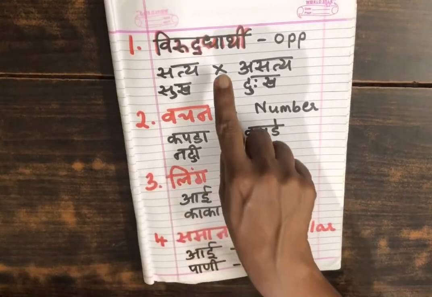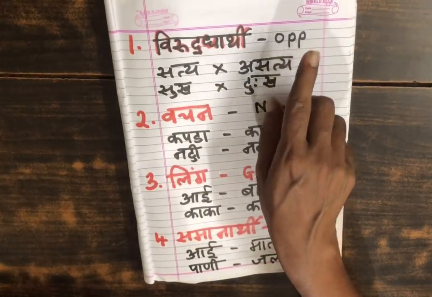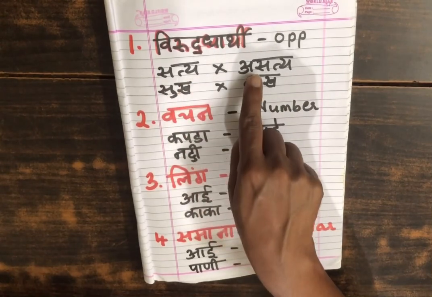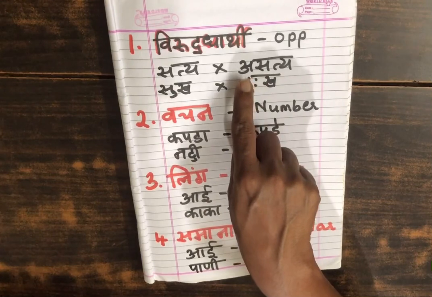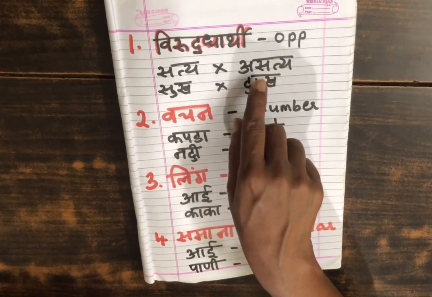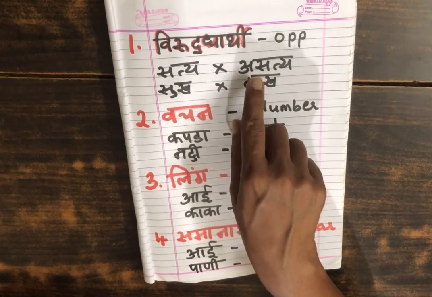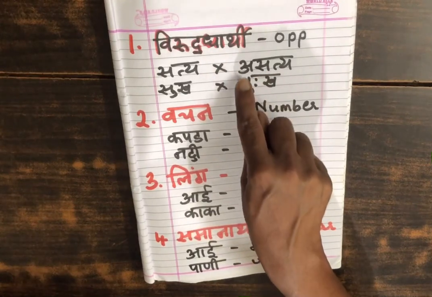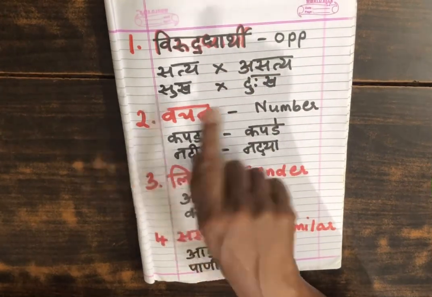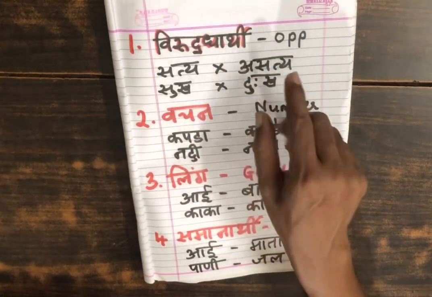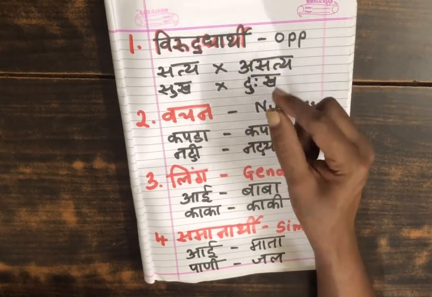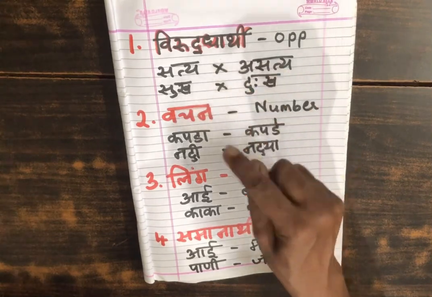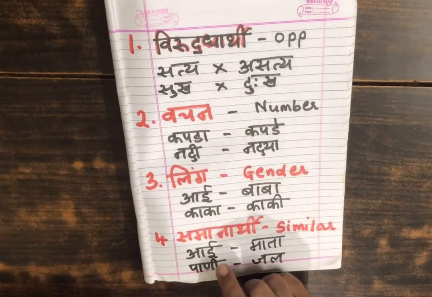The next question is Virudharthi Shabd, give opposite. Satya, Asatya. Now sometimes you get only some words that you have to just add a. Sambhav, Asambhav, Yogya, Ayogya, Shant, Ashant. Just add a and it becomes Virudharthi. Sukh, Dukh and more. So please learn some Virudharthi. Just buy a 21 set if you can, do all this Virudharthi, Vachan, Ling and Samanarthi from the 21 set.